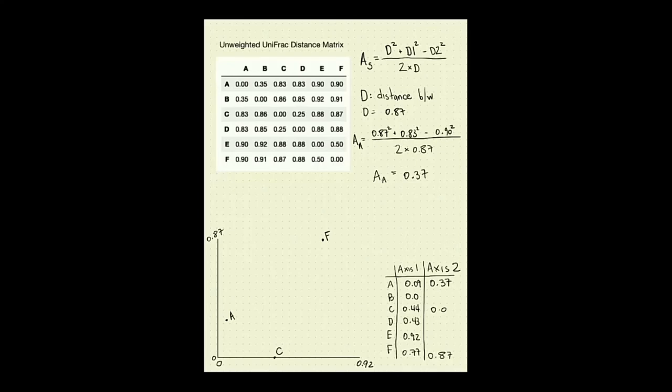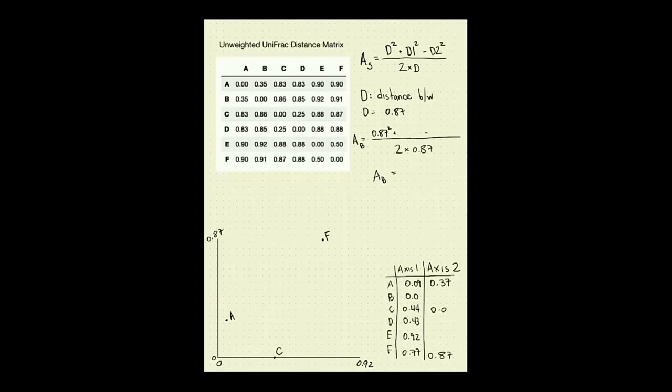Now we can do the same for the next sample. And because we already know D, we don't have to fill all these values in again. We can just fill in some of them. Making a little bit of a mess with my eraser there. But D is not going to change. And so when we compute the placement of sample B, we'll do that as AB.